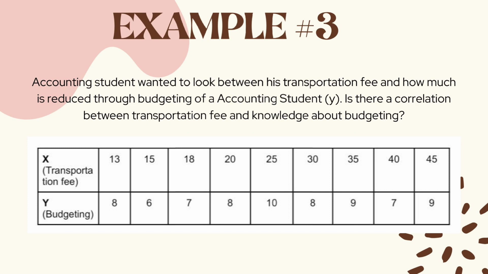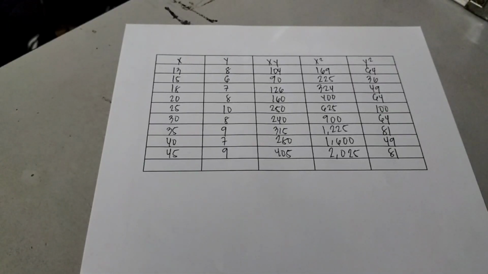Para sa ating example 3, an accounting student wanted to look at the relationship between his transportation fee and how much is reduced through budgeting. Is there a correlation between transportation fee and knowledge about budgeting? Ito na ang compute number bawat tables. So, ipagpa-plus na lang natin silang lahat.